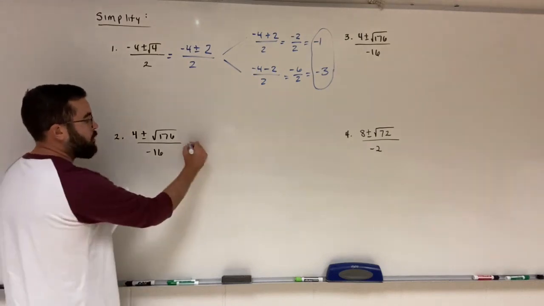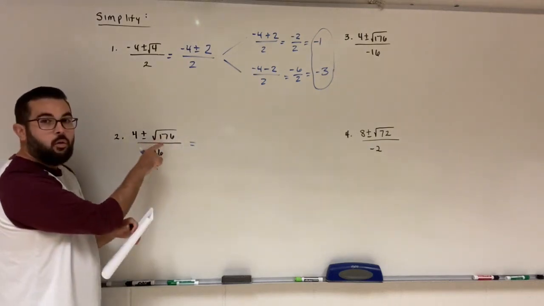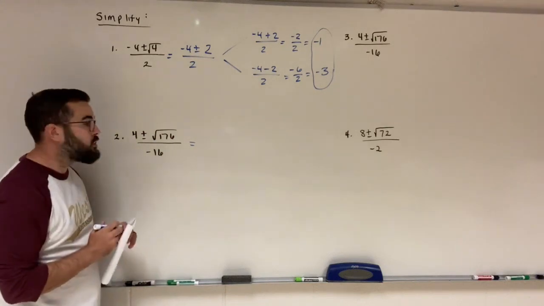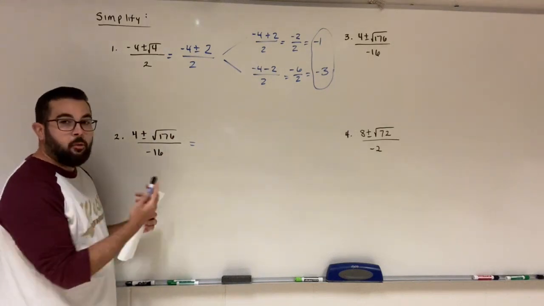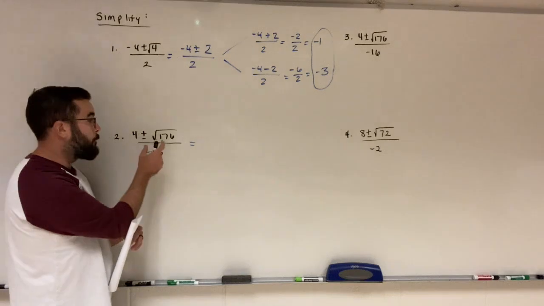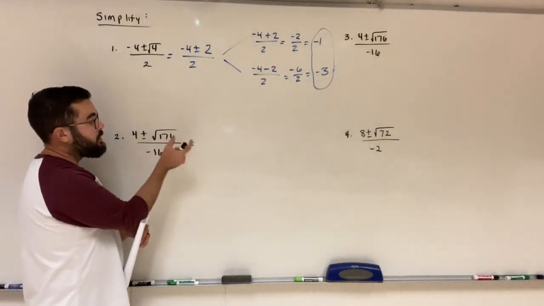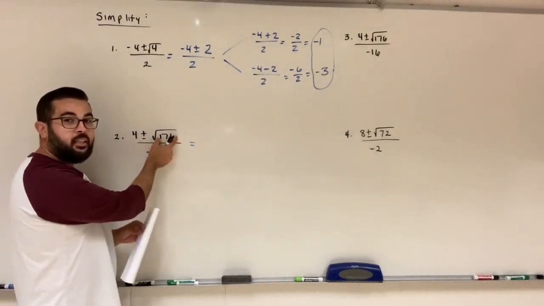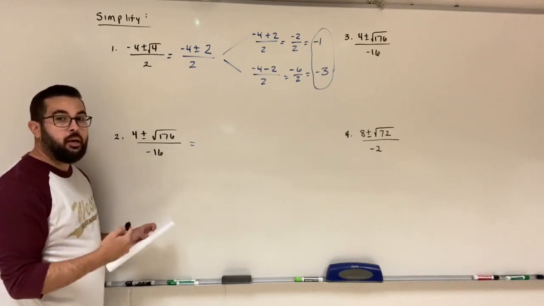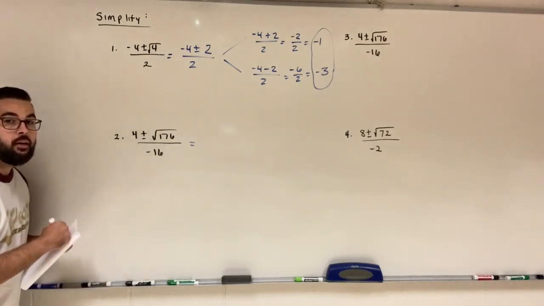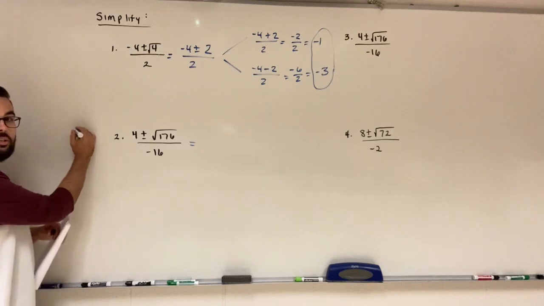So in this problem, I have to start with the square root. 176 is not a perfect square. Now, it's a little bit hard to think of what perfect square is a factor of 176. So here's where I like to use the prime factorization method. So I'm going to do that just right here.